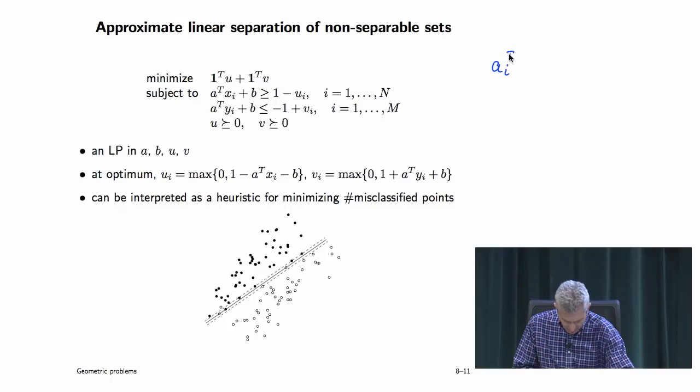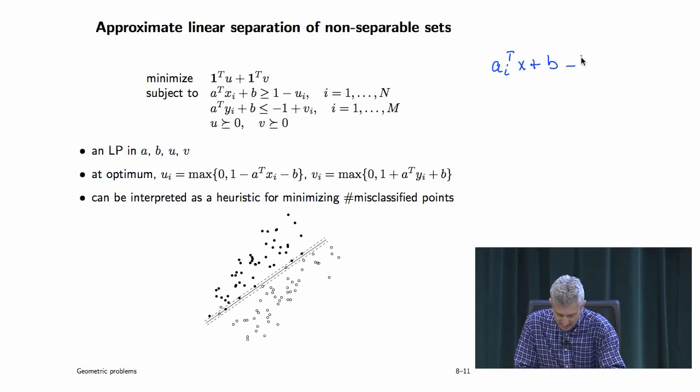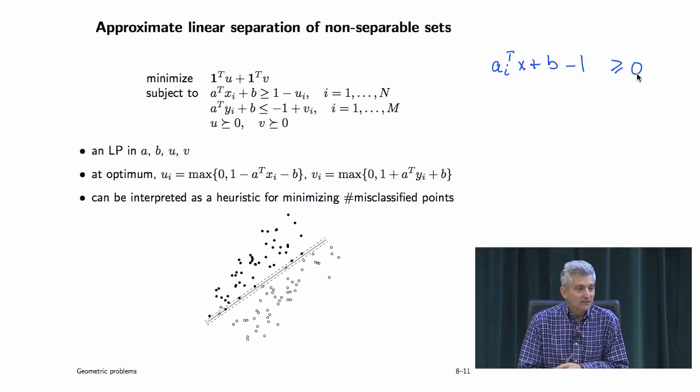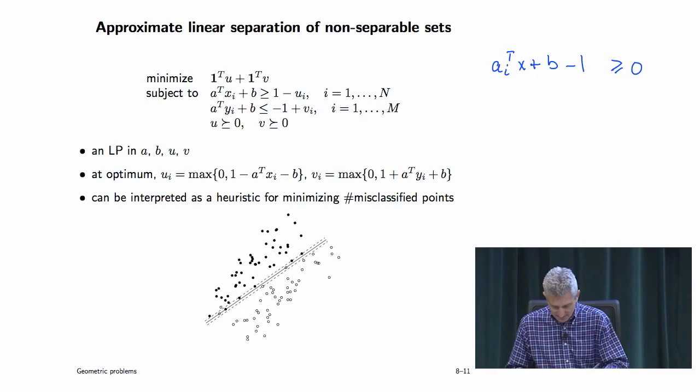So in fact, that leads you immediately to the following. Let me write it another way. I'll write a_i transpose x plus b. I want that to be bigger than 1. Okay? So I want this thing to be bigger than 0. I know that I actually can't choose an a and a b so that all these inequalities hold. Everybody following this? If that's positive, I'm totally happy. So you might do something like this.